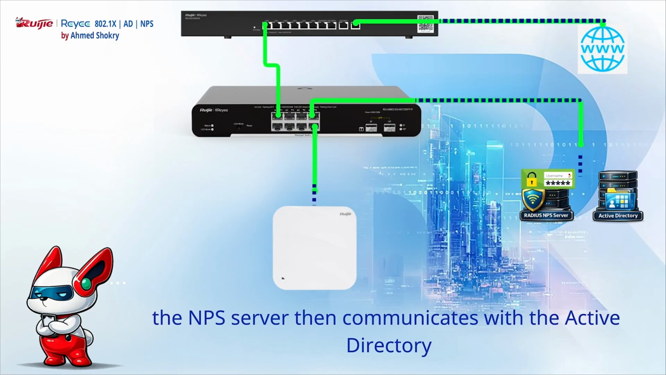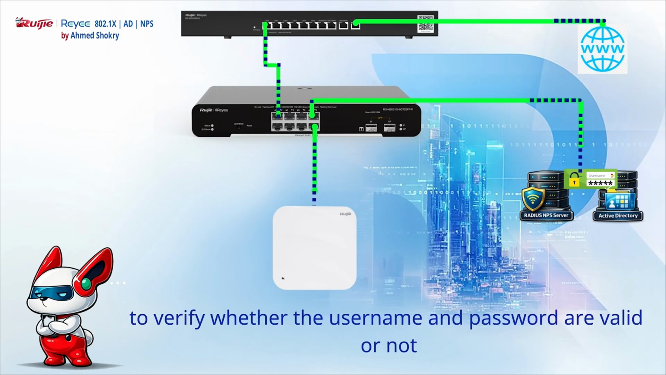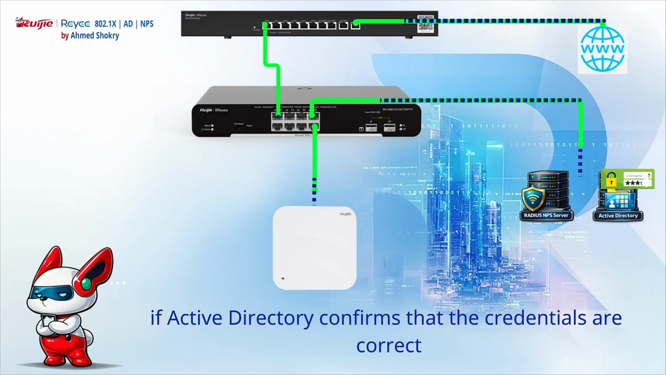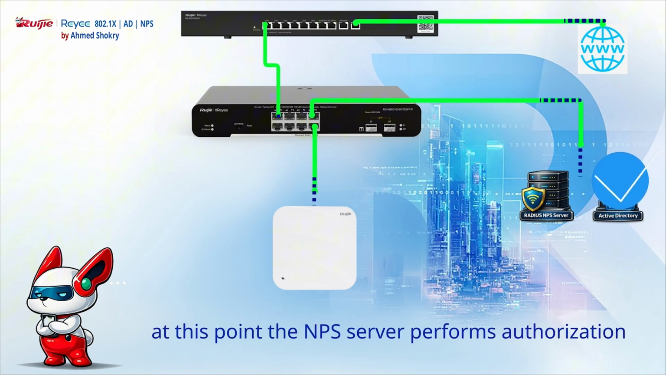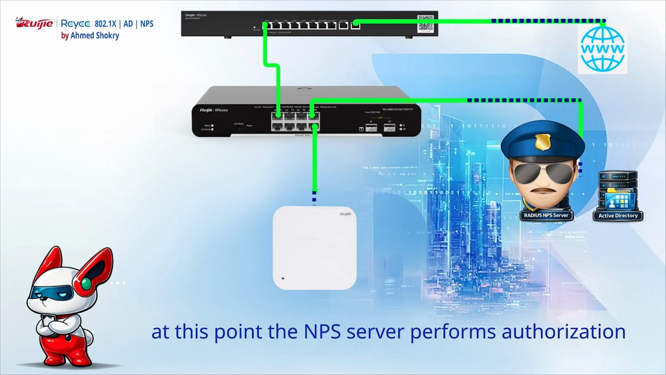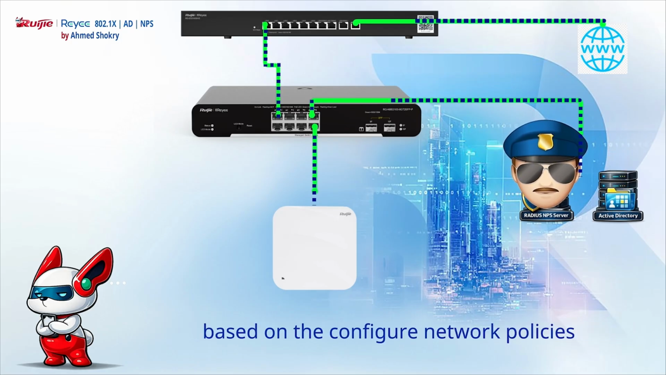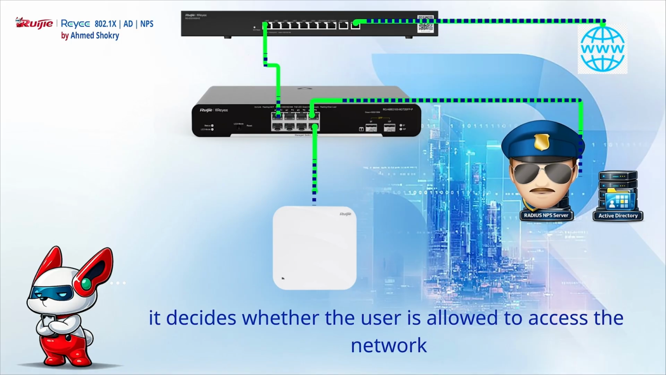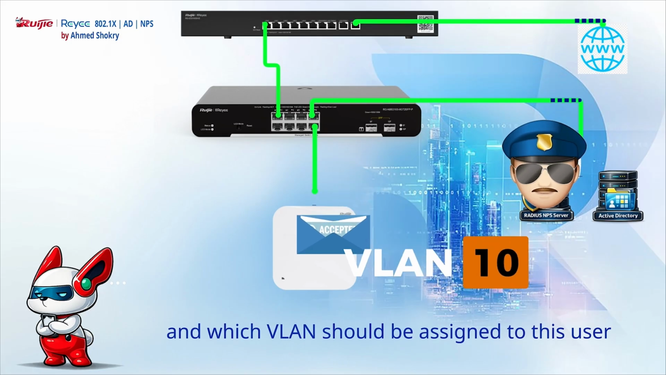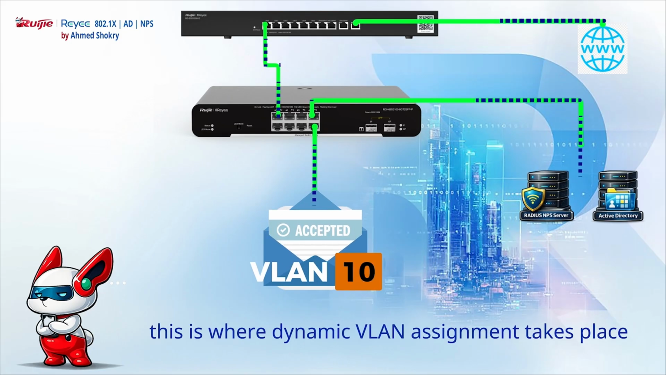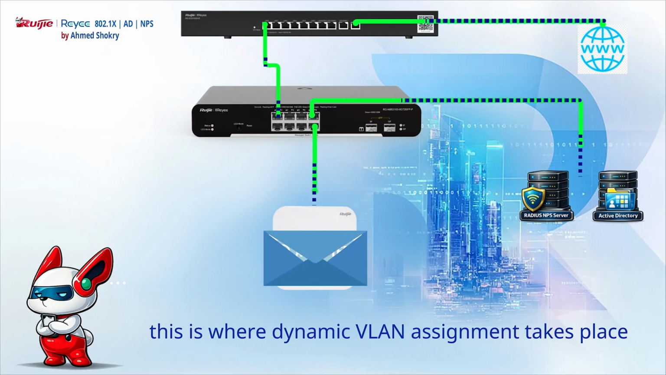The NPS server then communicates with the Active Directory to verify whether the username and password are valid or not. If Active Directory confirms that the credentials are correct, it sends the result back to the NPS server. At this point, the NPS server performs authorization. Based on the configured network policies, it decides whether the user is allowed to access the network and which VLAN should be assigned to this user. This is where Dynamic VLAN assignment takes place.